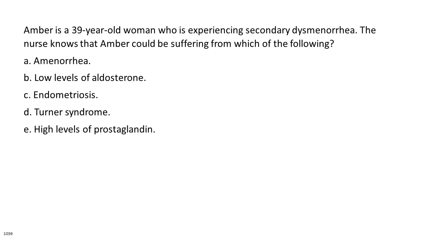Amber is a 39-year-old woman who is experiencing secondary dysmenorrhea. The nurse knows that Amber could be suffering from which of the following? A. Amenorrhea. B. Low levels of aldosterone. C. Endometriosis. D. Turner syndrome. E. High levels of prostaglandin.